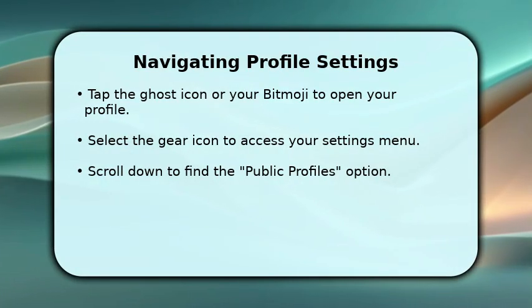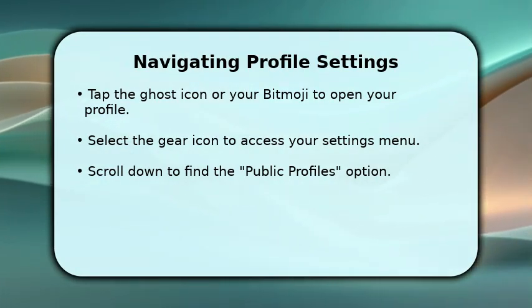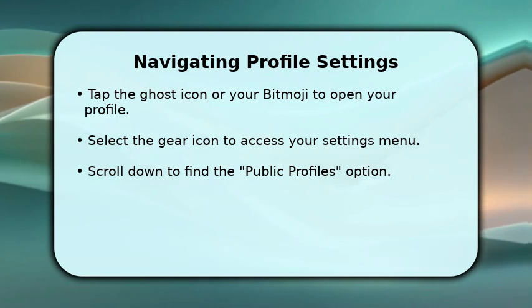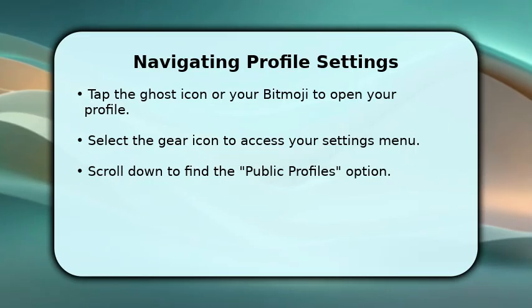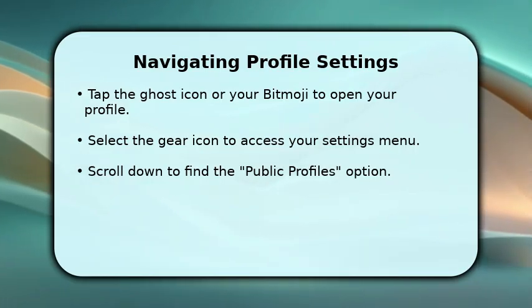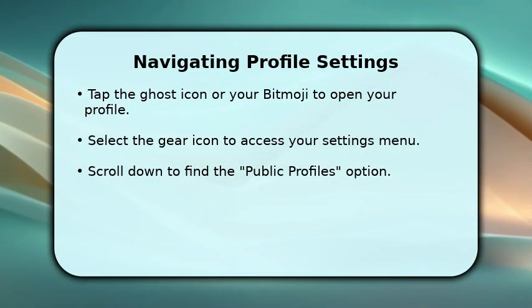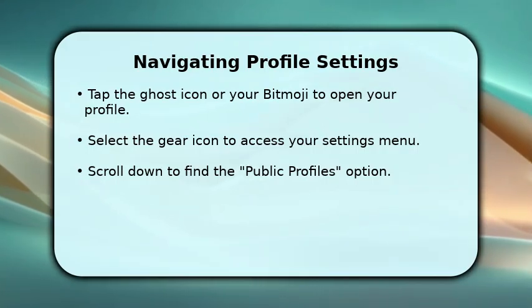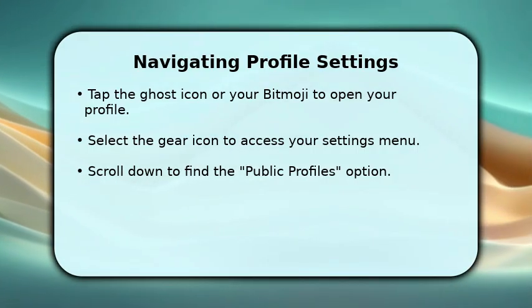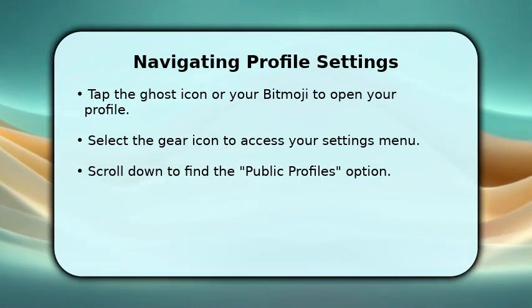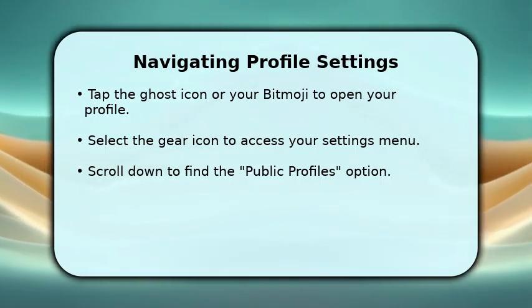Once you're on your profile screen, look for either your Bitmoji or the ghost icon at the top left and tap it. This opens your main profile view. Next, locate the small gear icon, usually in the top right corner, and tap it to enter your settings. Scroll through the options until you see the Public Profiles section, which is typically near the bottom.